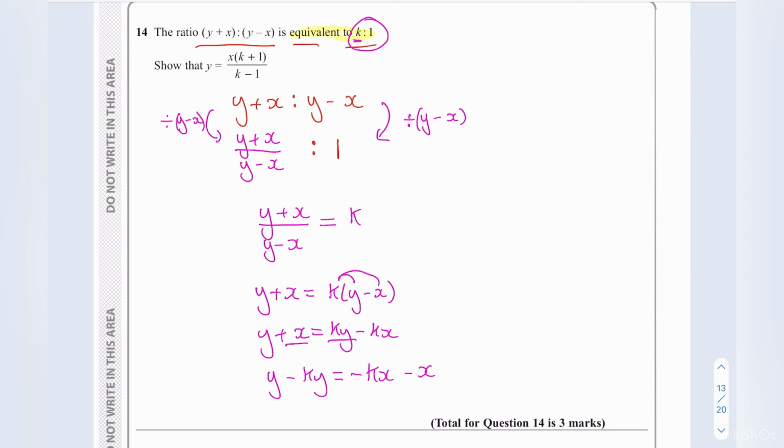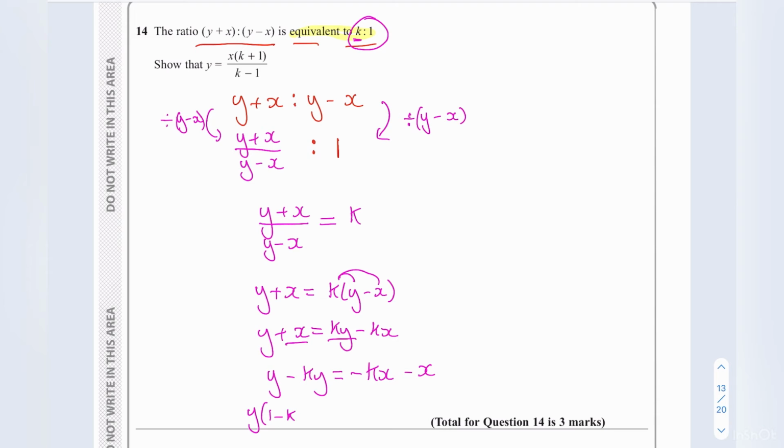Now the only way we can go from 2 y's to 1 y is by factorising. So we factorise out the y. That leaves us with 1 minus k inside of our bracket. And then finally, to work out what y is, we divide through by the bracket.